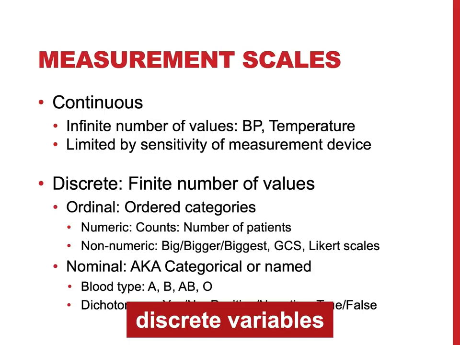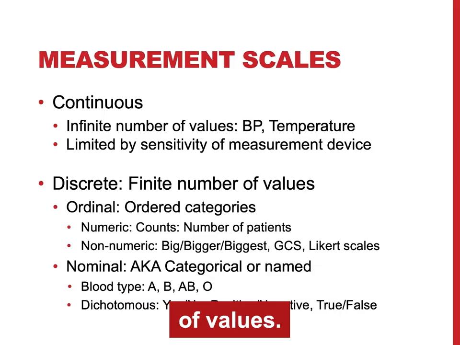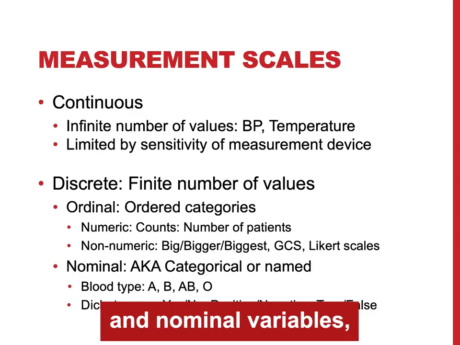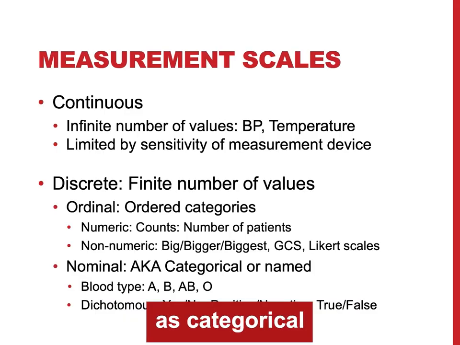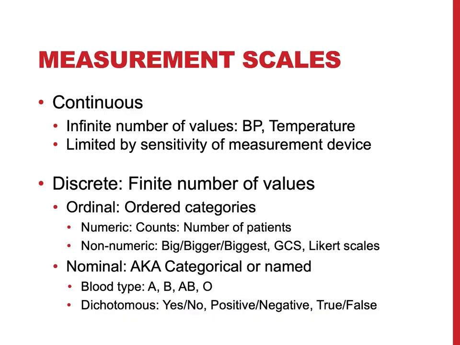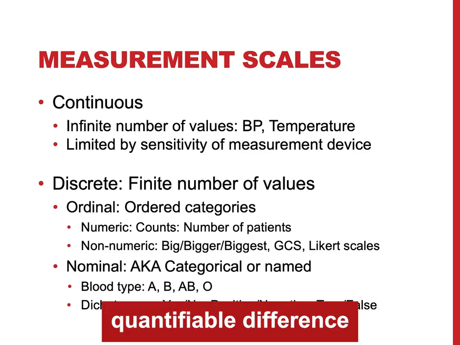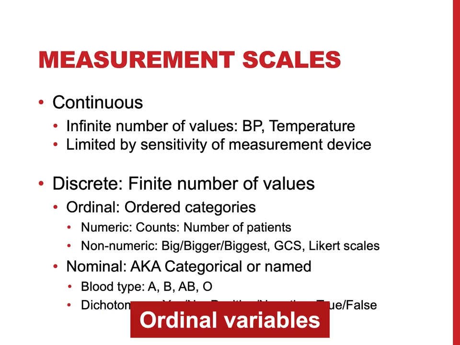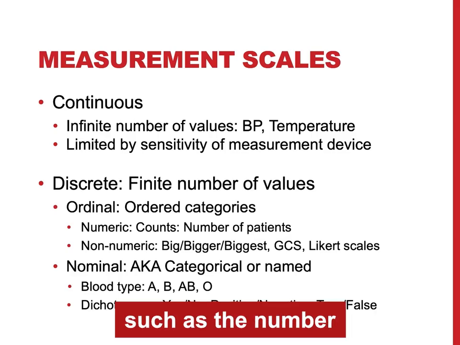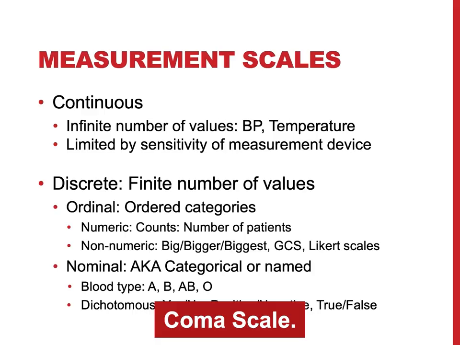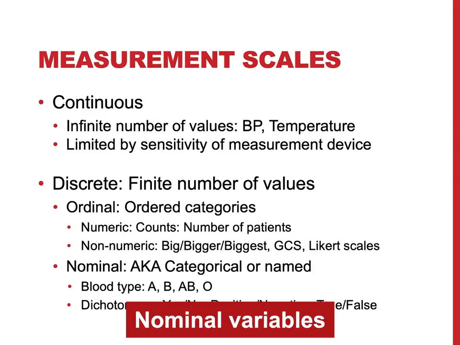In contrast, discrete variables can only take on a finite number of values. Discrete variables can be further divided into ordinal variables and nominal variables, also known as categorical variables. Ordinal variables represent ordered categories without a quantifiable difference between categories. Ordinal variables can be numeric, such as the number of patients, or non-numeric, such as the Glasgow Coma Scale. Nominal variables are named only and have no inherent order.